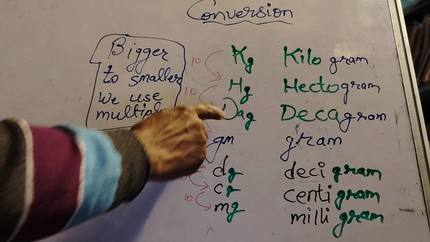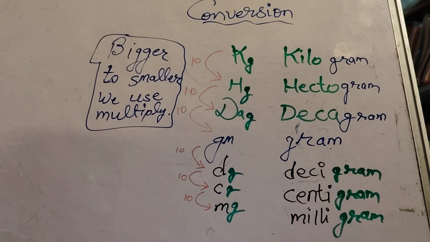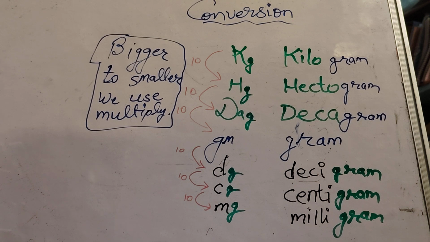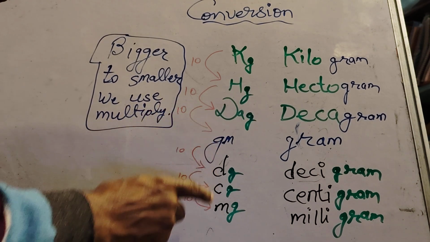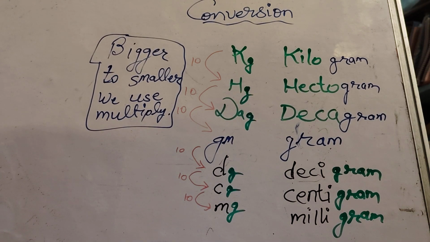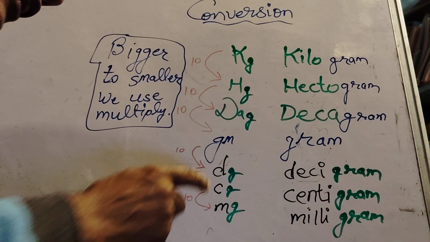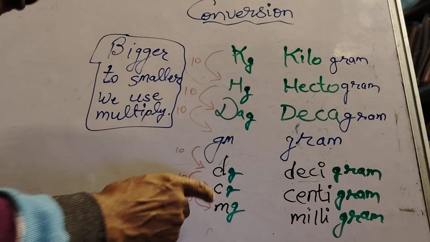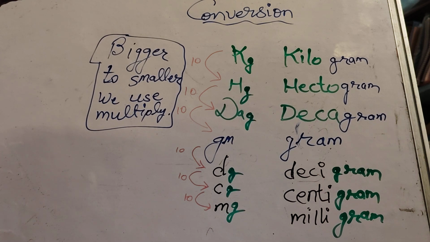10. 1 decagram equal to how many decigram? 100. Correct. 1 decagram equal to how many centigram? 1,000. Correct. 1 decagram equal to how many milligram? 10,000. Correct. Now 1 gram equal to how many decigram? 10. Correct. 1 gram equal to how many centigram? 100. Correct. 1 gram equal to how many milligram?